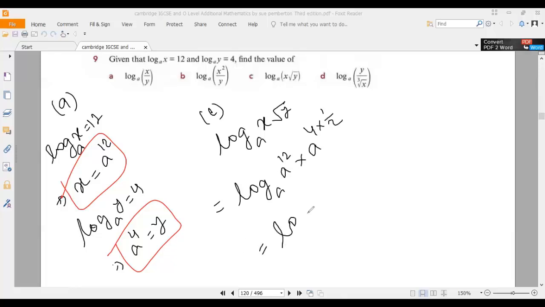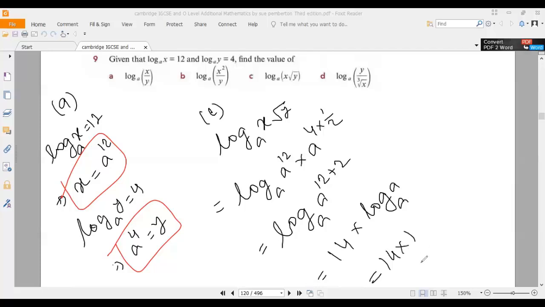Now, log base a of a to the power, here 12 is given. For multiplication, we have to add 4 by 2, which is 2. Okay. So 12 plus 2 is 14. 14 multiplied by log base a of a. So 14 multiplied by 1 will be 14. So 14 will be the answer of number C.